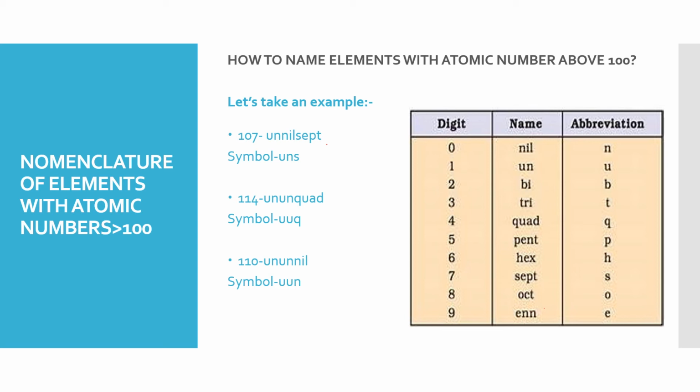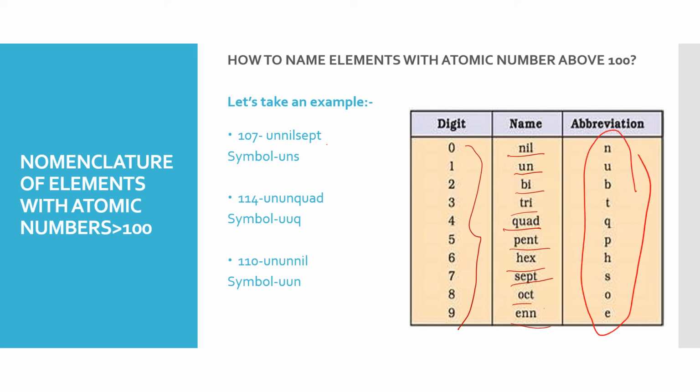Looking at this table, you can see the numbers from 0 to 9 and the names given for them. For 0 it is nil, for 1 it is un, for 2 it is bi, for 3 it is tri, for 4 it is quad, 5 pent, 6 hex, 7 sept, 8 oct, 9 enn. These are the symbols given for these names.